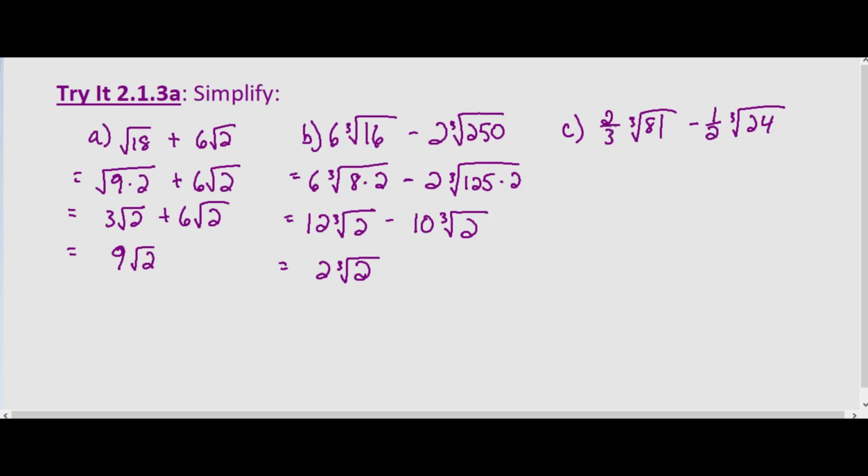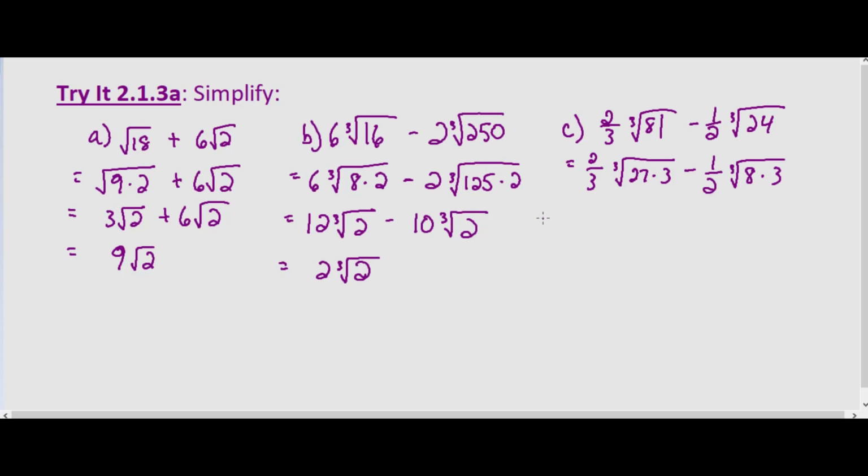Everyone's favorite, part C, we're dealing with fractions. Again, the first step is let's simplify the radicals. So 2/3 the cube root of 81 equals the cube root of 27 times 3, 27 being a perfect cube, minus 1/2 times, well, chances are we're going to end up with 3 left over. So 24 divided by 3 is 8, which is a perfect cube. So this is the cube root of 8 times 3.